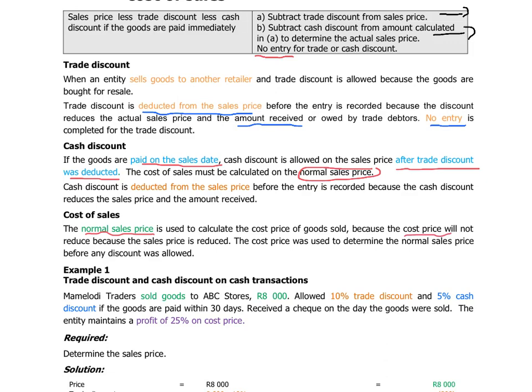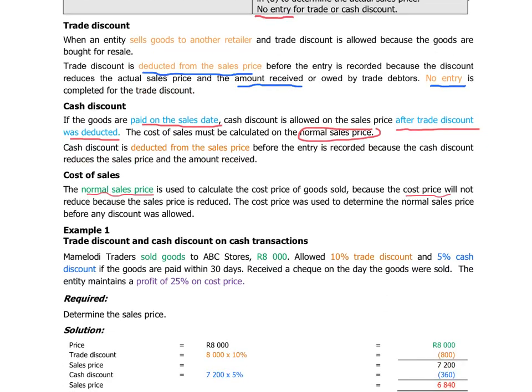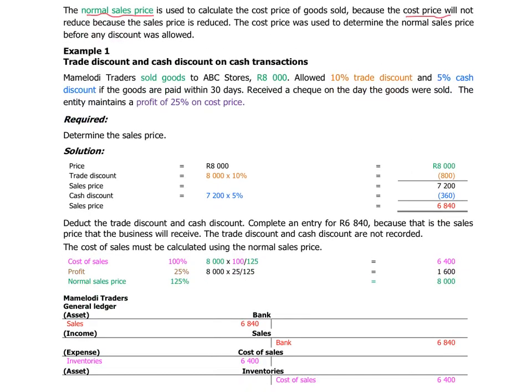Example 1. Trade discount and cash discount on cash transactions. If we read this entry, Mamelodi Traders sold goods to ABC Stores for 8,000 Rand. So the goods were sold for 8,000 Rand. A 10% trade discount is allowed, so that means you first have to deduct the 10% trade discount. And then an additional 5% discount is allowed.